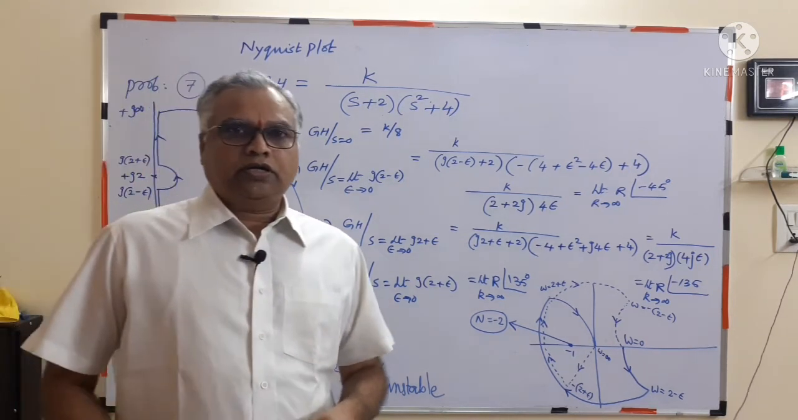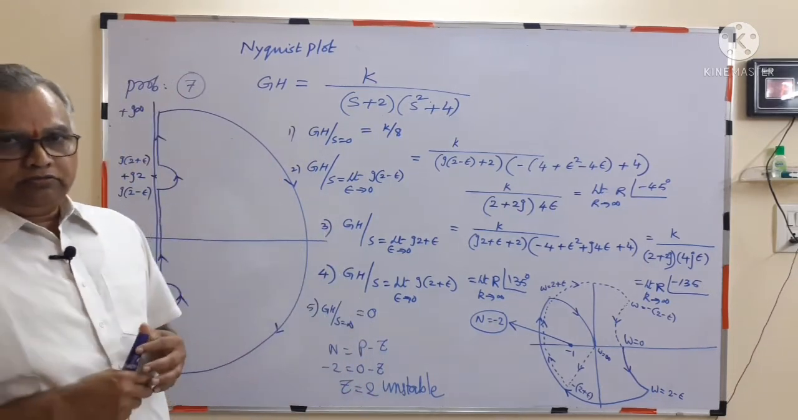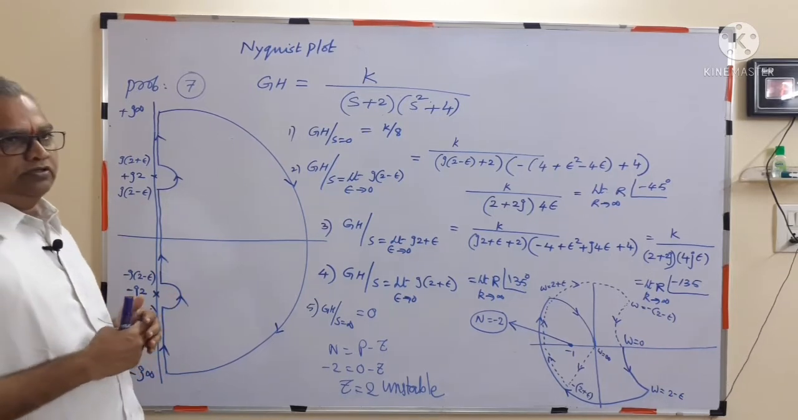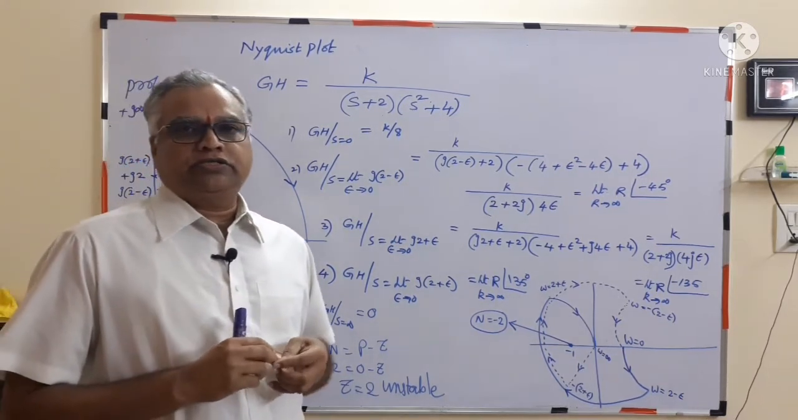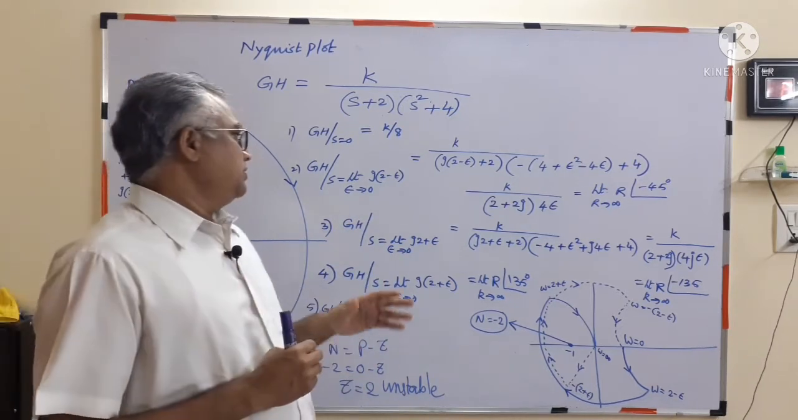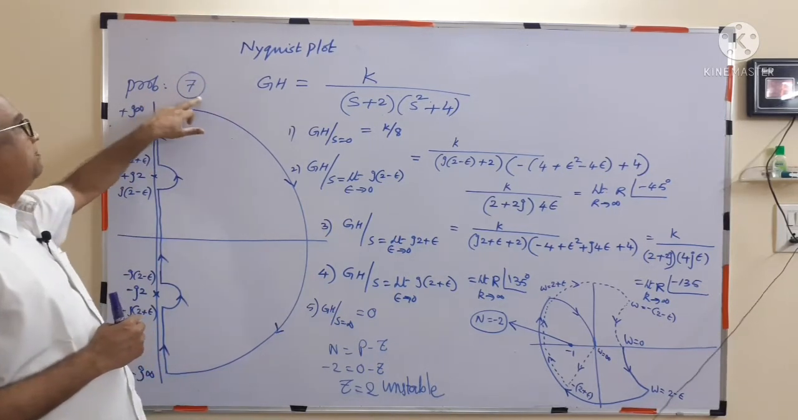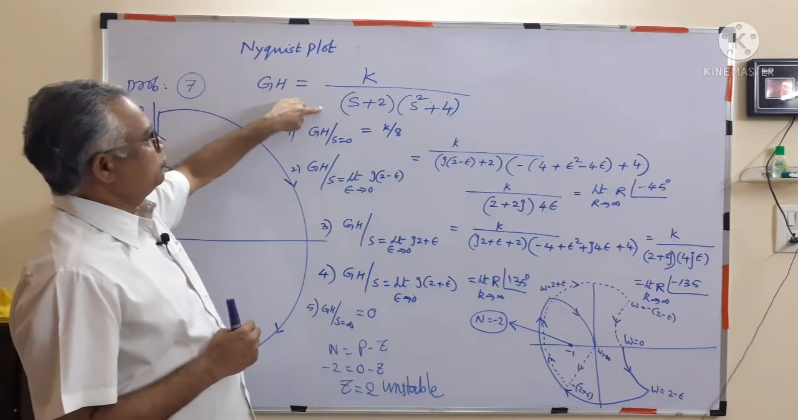Okay, continuation of the topic, Nyquist plot. We are discussing how to draw the Nyquist plot for various models. Also discussed the omega C, omega G, gain margin, phase margin. So this is another model, problem number 7. The specialty is it is not having pole at origin.